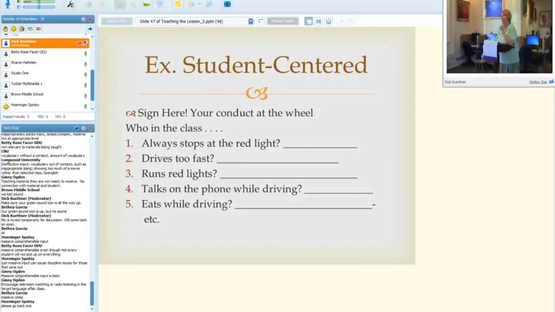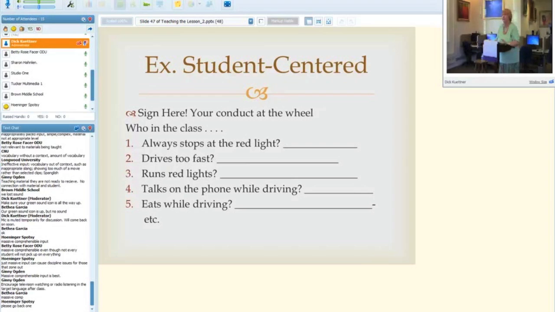So who always stops at a red light, who drives too fast, runs red lights. You can do this from early lessons and find out about student characteristics, about their families, about all kinds of student information. I have this on a little half sheet that they fill out. They give it to me and they get 2 or 3 points for having done it in class. But I keep those.